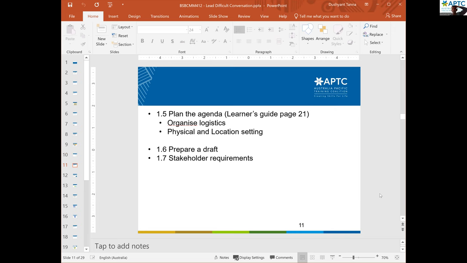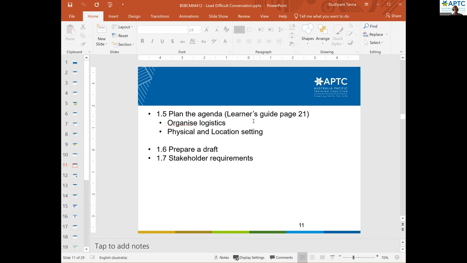The next is you have to plan the agenda. There is a lot to read on agenda, and that's why it's in the learner's guide, page 21, which I'll be sharing with you, or it should be on my village as well. Organize the logistics, physical, and location setting. You need to be mindful how far the location is. Like I was saying the other day, the location has to be convenient. If the location is not convenient, the attendees will not come.